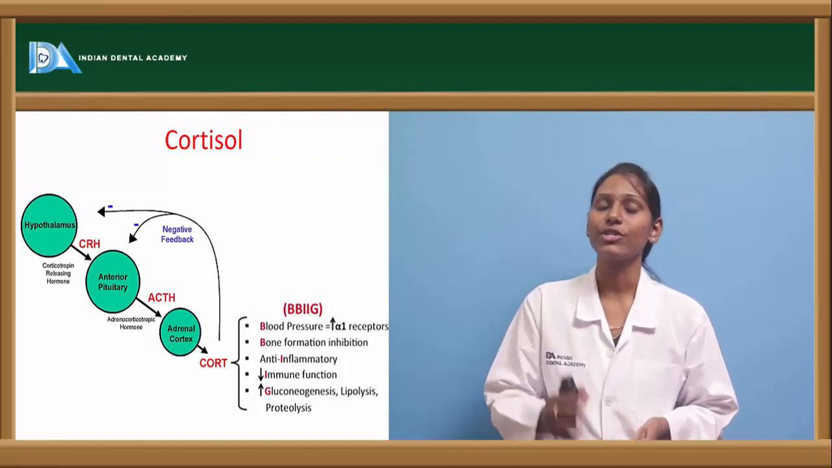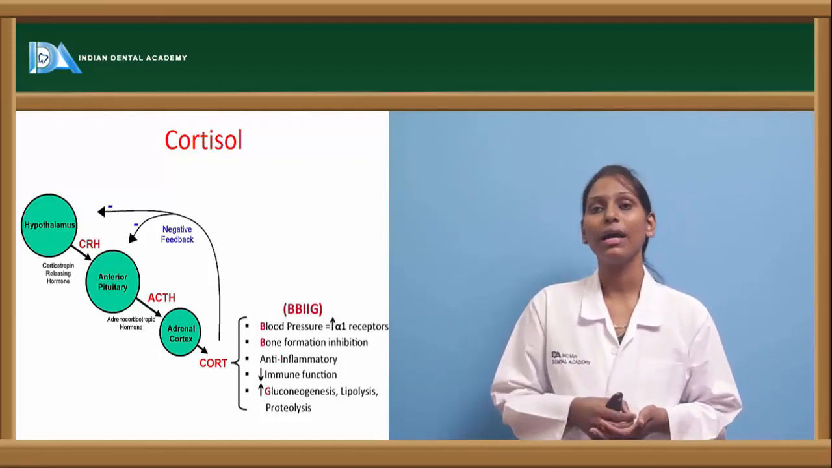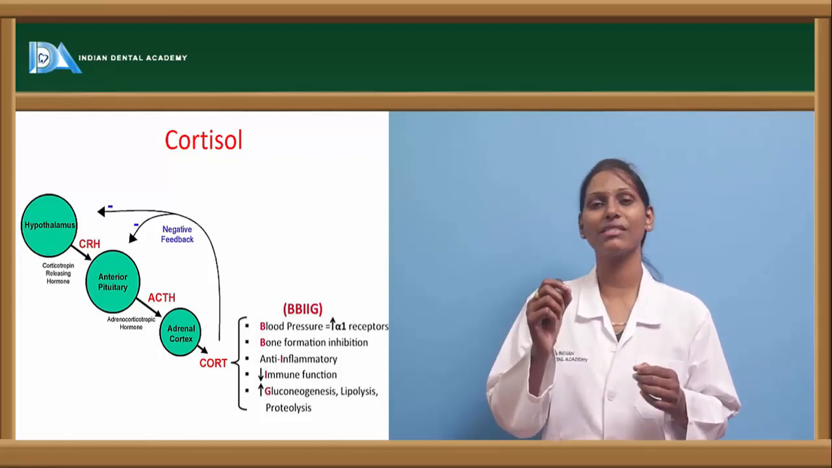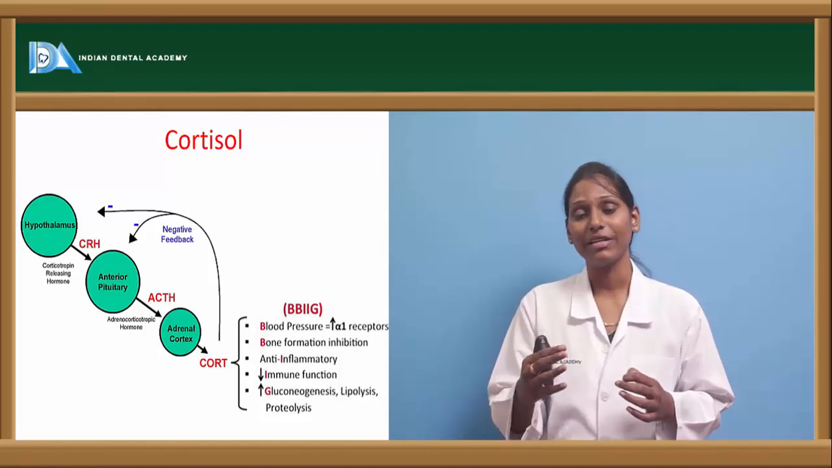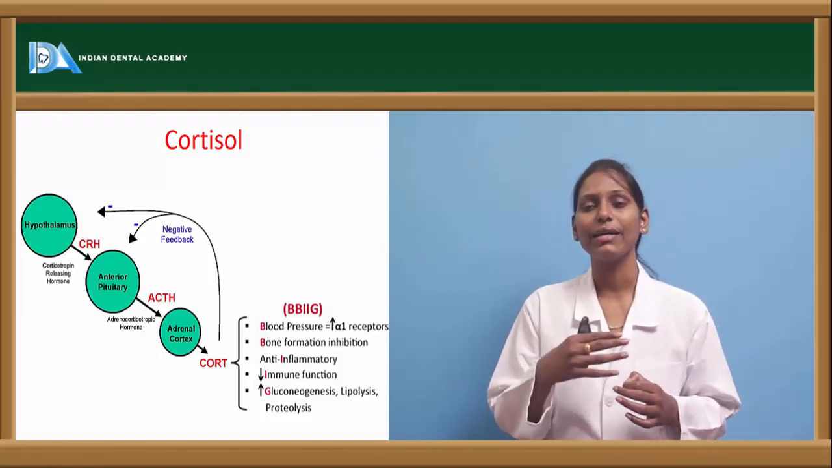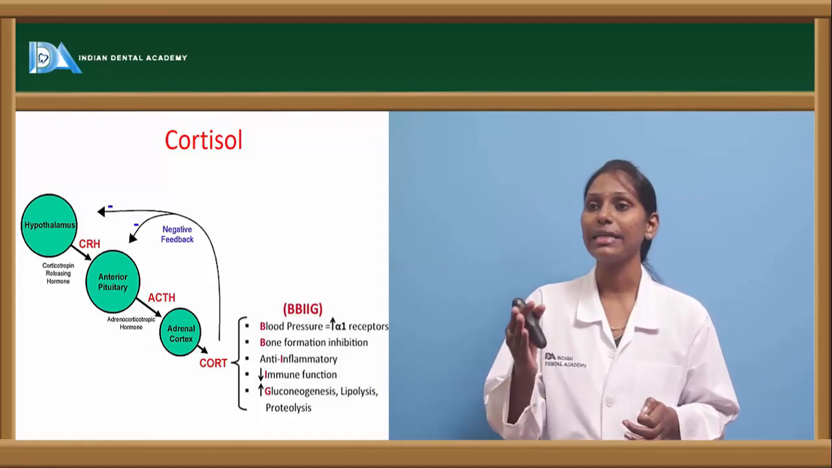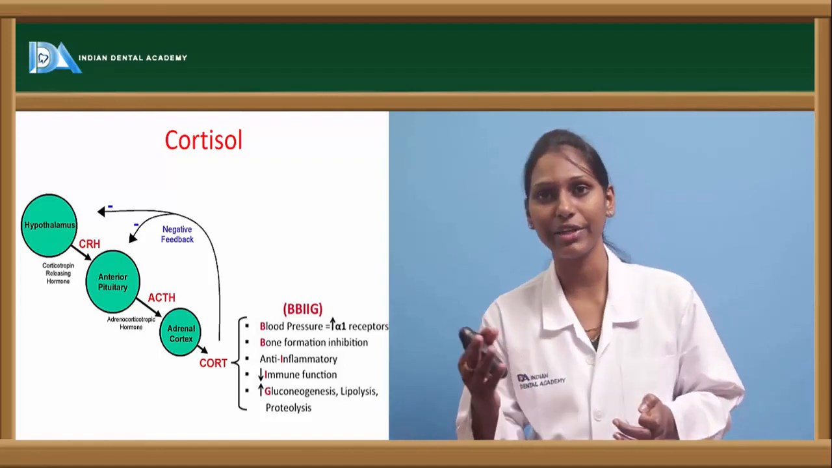What is the actual function of this cortisol? Cortisol has various functions in the body, because it goes and affects every cell within the body. Hence, it affects us multisystemically. It has a generalized effect on the body. What are the various functions? It has an effect on blood pressure.